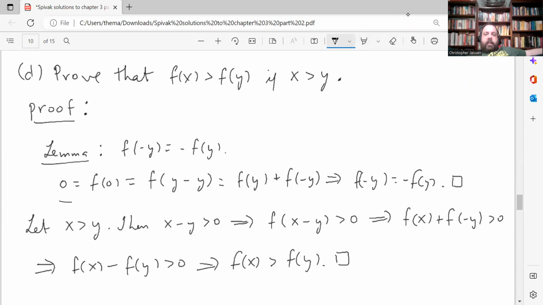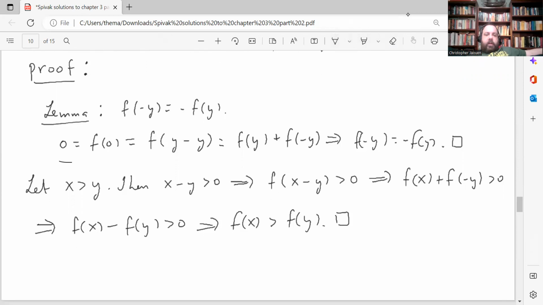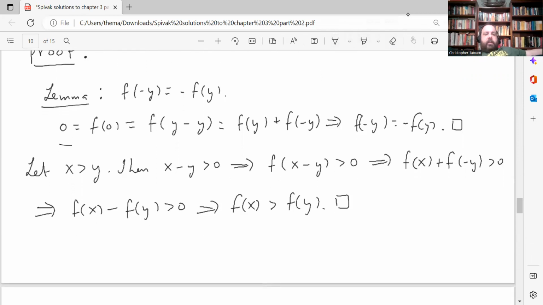Right, so using that lemma then for the proof of what they want us to show, assume that x is greater than y. Then x minus y is positive, which means that f of x minus y is positive. And that implies that f of x plus f of negative y is positive. And by the lemma, that's the same thing as f of x minus f of y being positive. And if you add f of y to both sides, that gives you that f of x has to be greater than f of y.